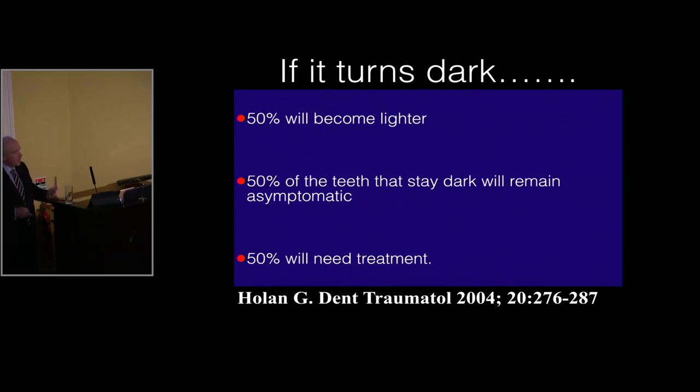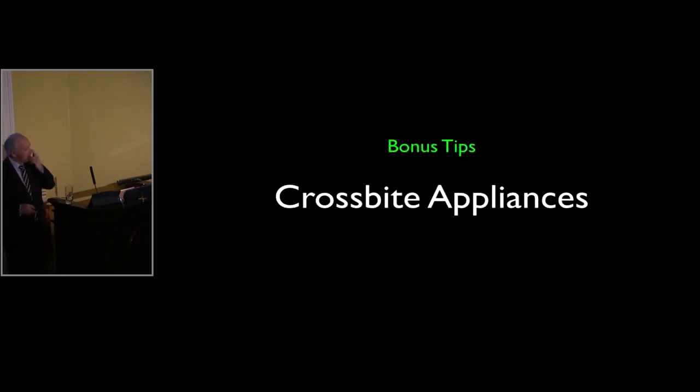Well, there was a very good study done by Holan, and he found that 50% of them will actually become lighter again. The reason why it turns dark is this extravasation of red blood cells into the tissue, and then they're incorporated again, so it actually turns lighter. And 50% of them will stay dark but remain asymptomatic, and the other 50% will need treatment. I don't know how you get 150%, but anyway.